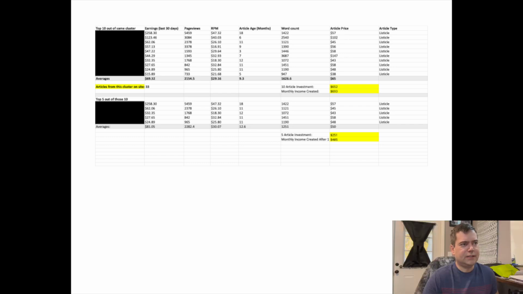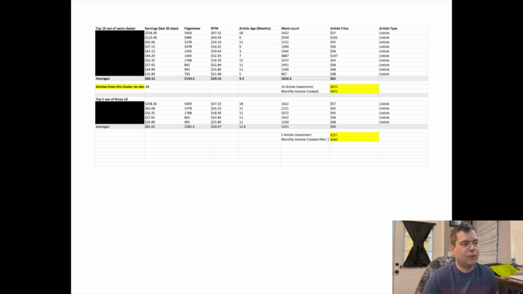I don't think these articles needed to be quite this long, 2,500 and 3,600. So what I did here is I went to the top 5, and this gives us a better average. So these are all over a year old. This doesn't include any of the ones that are 6, 9, 3, 7 months old. These are all 11 months old or greater, so about a year old or more. And this is where the average is $50.